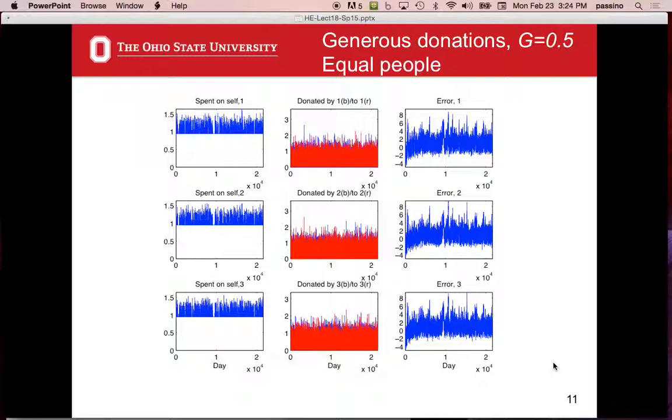So the first thing to notice is that spending on yourself is about the same as the previous slide. That's the left column now, right? Go to the middle column though and ask yourself the question, is one person donating more than the others or receiving more than the others? What do you think? No. I mean, and it's true, trust me. I can do simulations to show it. No. Well, wait a minute. Now we gotta be careful.